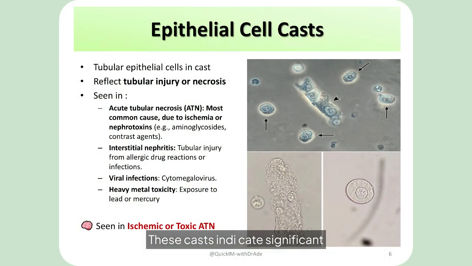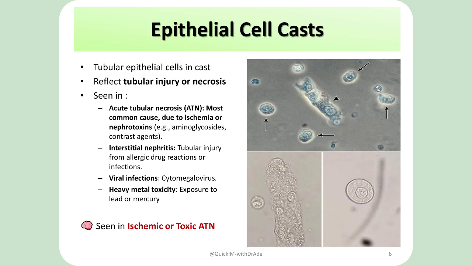Epithelial cell casts indicate significant damage to the tubular epithelium and are most classically associated with acute tubular necrosis, particularly due to ischemic insults like hypotension, shock, or nephrotoxic agents such as aminoglycosides, radiocontrast media, amphotericin B, and cisplatin. They may also be seen in acute interstitial nephritis, where tubular injury is secondary to hypersensitivity reactions to medications like NSAIDs, penicillins, or proton pump inhibitors, or due to systemic infections or autoimmune conditions.